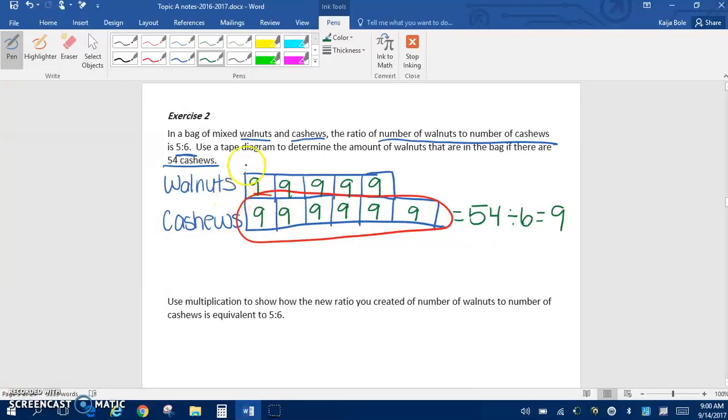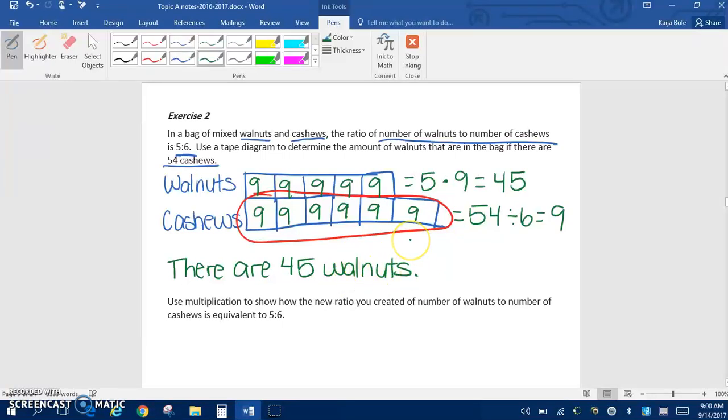Alright, so now it's asking us to determine the amount of walnuts. So now we have to go back and we have to answer the question. So we know here that there are 5 boxes, and there's 9 in each box, so we're going to do 5 times 9, which is 45. So then to answer the question, we can say there are 45 walnuts.